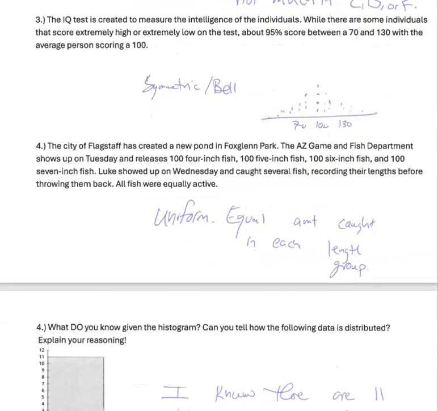And the last one says that we made a new pond in Flagstaff. They put in 4 inch, 5 inch, 6 inch, and 10 inch fish. Luke showed up on Wednesday and caught several fish, recording their lengths before throwing them back. All fish were equally active, meaning he was catching an equal amount of each one. So that would be uniform, because you would have just as many 4 inches as 5 inches, and so on.